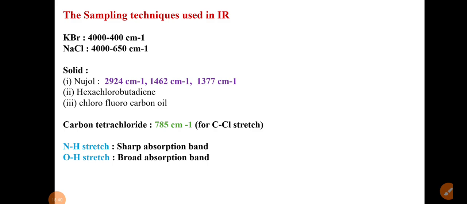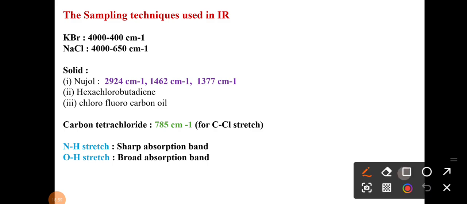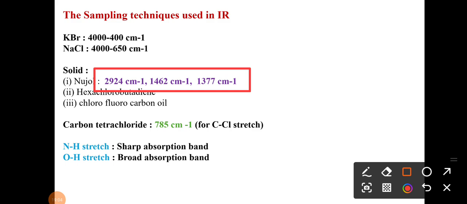So mostly we are using Nujol, commonly used, right, that mineral oil, but the disadvantage is that Nujol itself shows IR absorptions at 2924 centimeter inverse, 1462 centimeter inverse, and 1377 centimeter inverse. So this is very important, right? So you have to remember these values, because most of the time they are asking what are the absorption values of the Nujol oil itself, right? So that is the disadvantage actually.